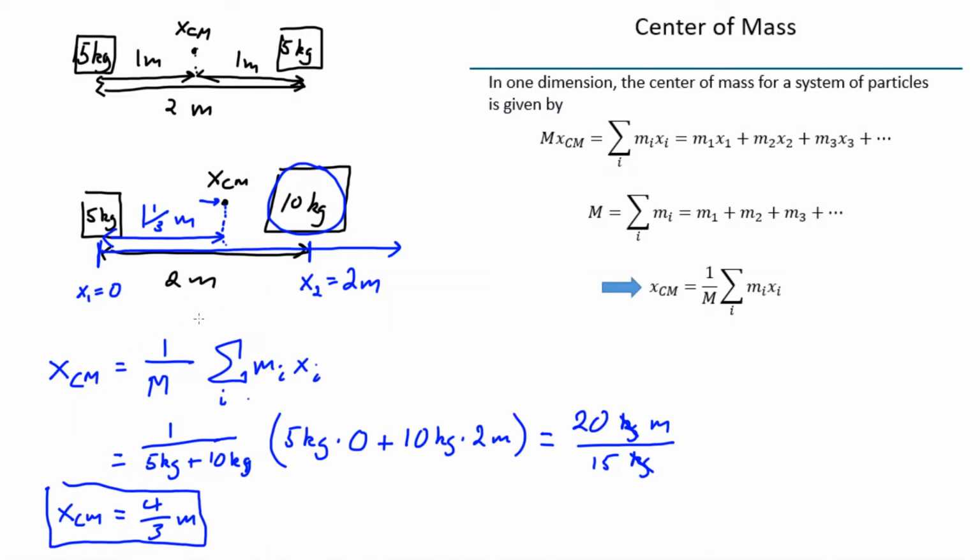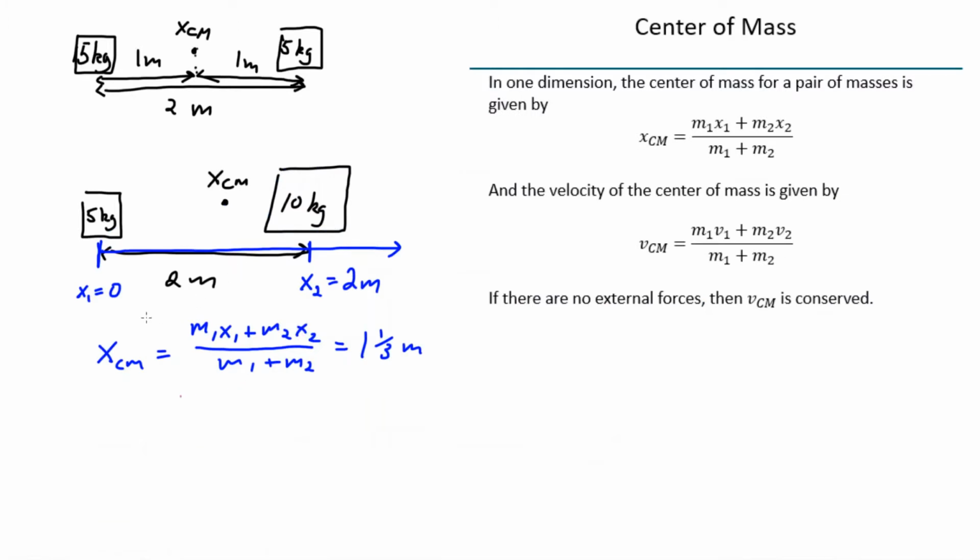I just add up all the m_i x_i and divide by the total mass M of the system. So for the system of 2 masses, we get this equation: x center of mass equals m1 x1 plus m2 x2 over m1 plus m2, which is 1 1/3 meters. Now, we can also define a velocity for the center of mass.